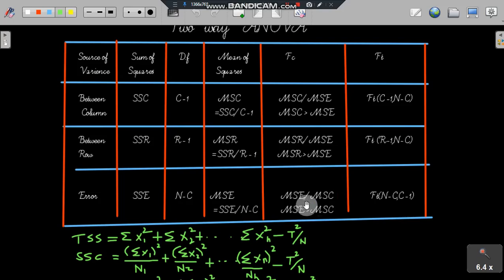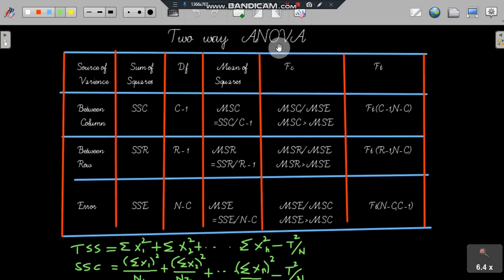But this is not needed for us. We are not going to calculate this. We calculate only these, and that's why we say it is two-way ANOVA: whether there is homogeneity between the columns, as well as whether there is homogeneity between the rows. That's what we have to discuss here. So I think this is not necessary for us.